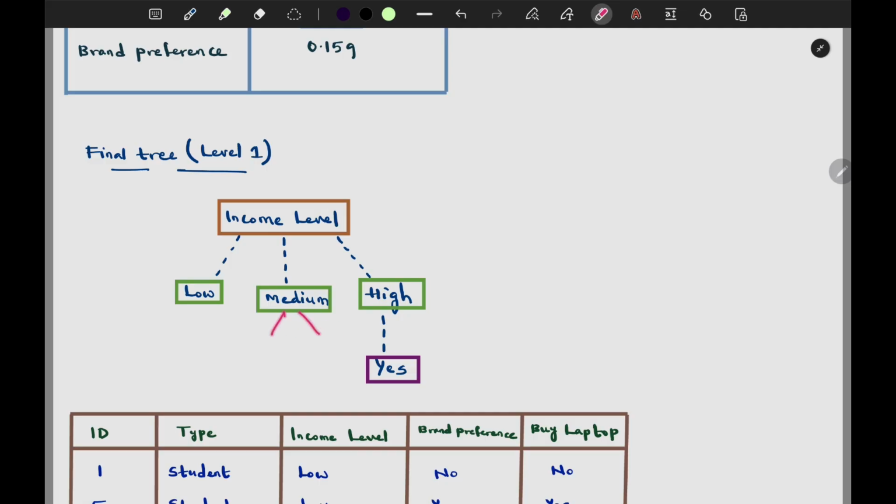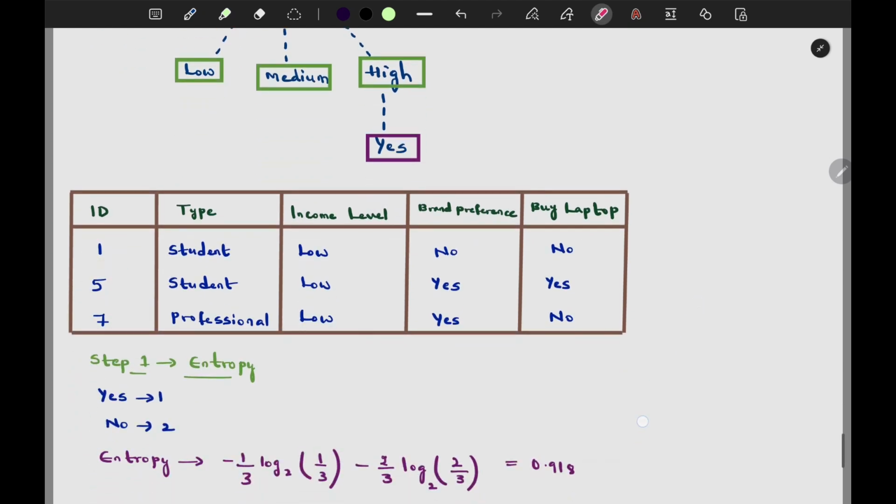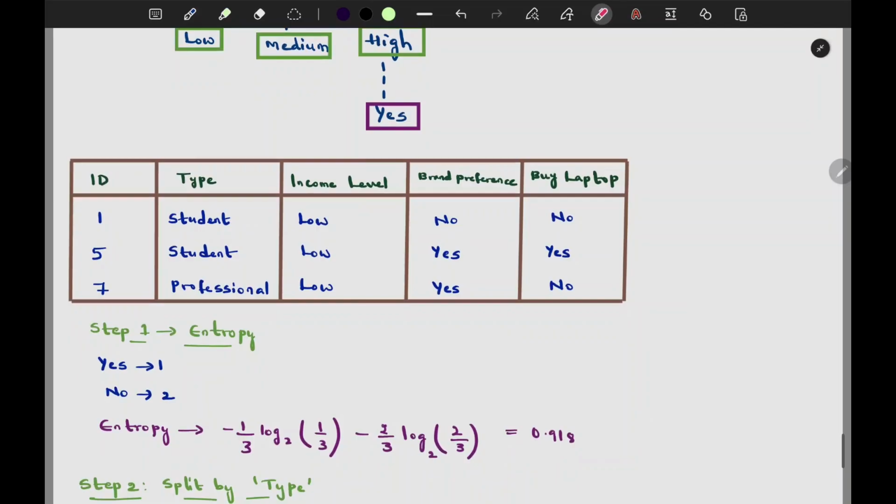Even for medium also we are confused. Now let's only consider the income level as low. For the ID 1, 5, 7, I'm having income level as low, correct? So you can see here now I'll be calculating again the overall entropy for this small data set where the income level is low. If you see here, I'm having 2 no's and 1 yes.